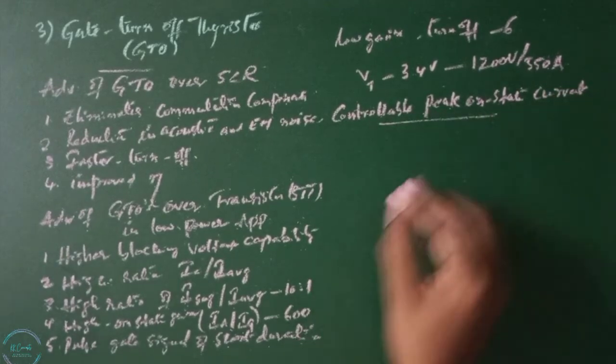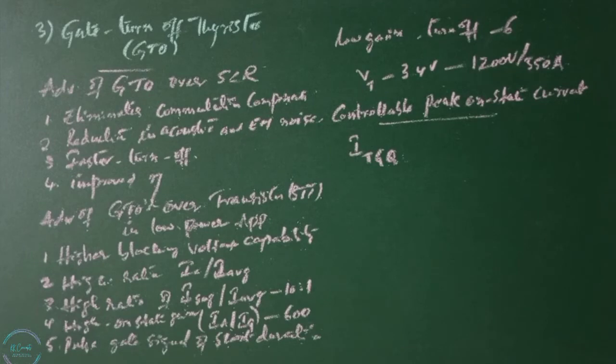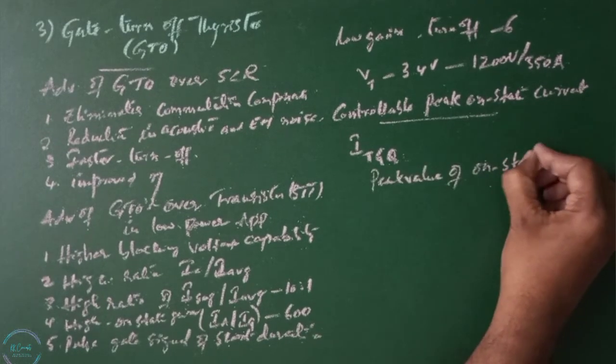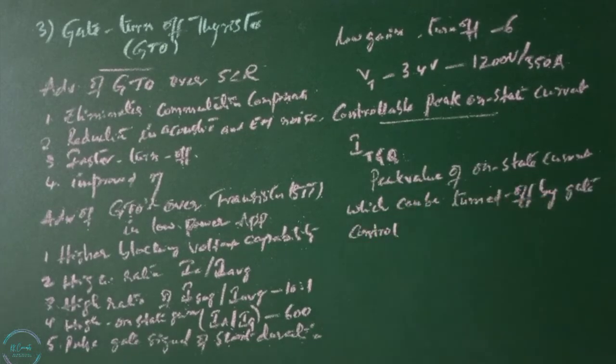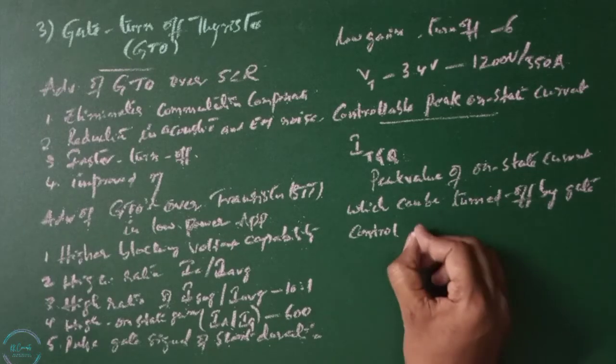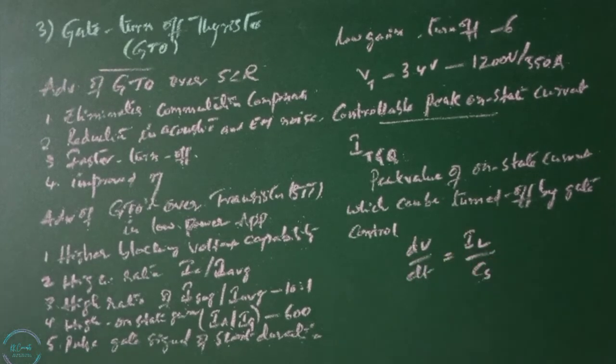Controllable peak on-state current, that is ITGQ. ITGQ is the controllable peak on-state current which can be turned off by gate control. The off-state voltage is reapplied immediately after turn off, and reapplied dV by dt is only limited by the snubber capacitance. Once the GTO is turned off, the load current IL is diverted to and charges the snubber capacitance, which determines dV by dt equals load current divided by snubber capacitance.